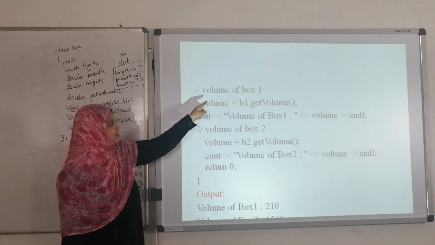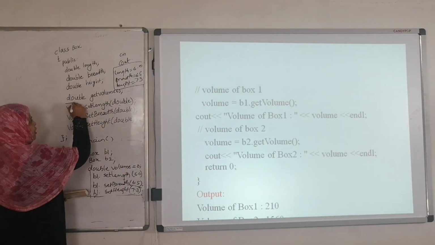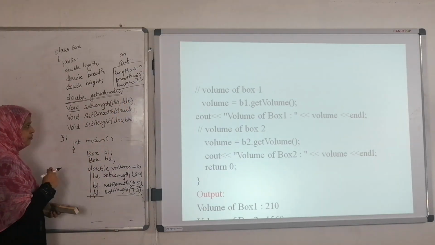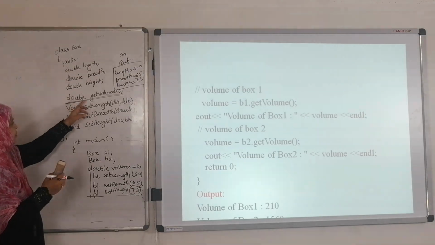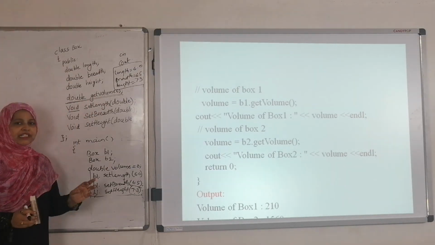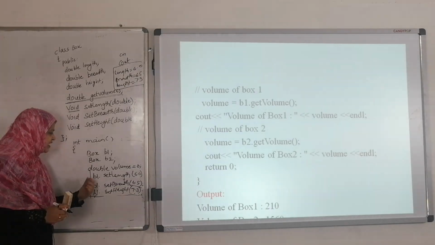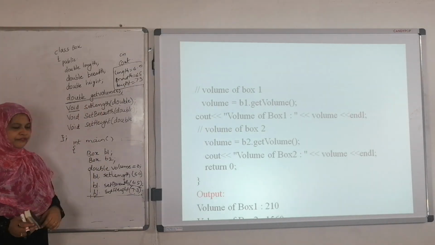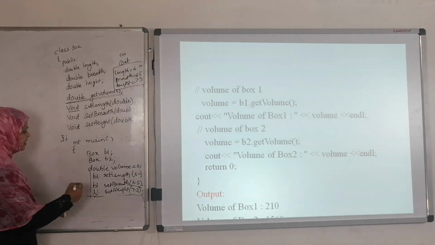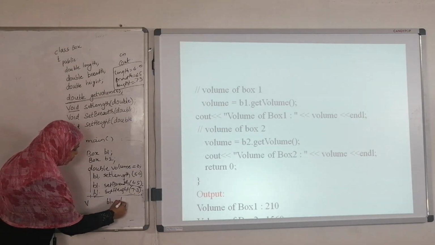Here, volume equals b1 dot get volume. The get volume function is there, right? To access the get volume function outside the main, we have to use the object. What is the object here? b1. By using the object we can call this get volume function. How to call it? b1 dot get volume.